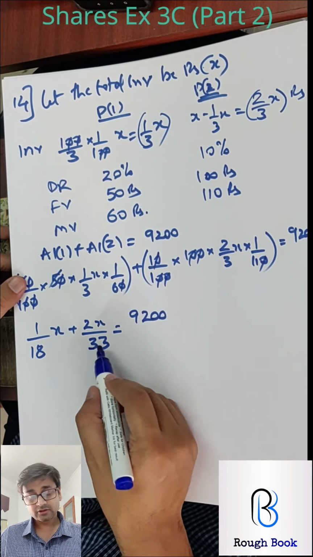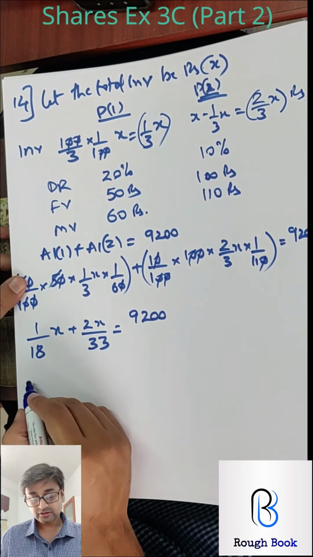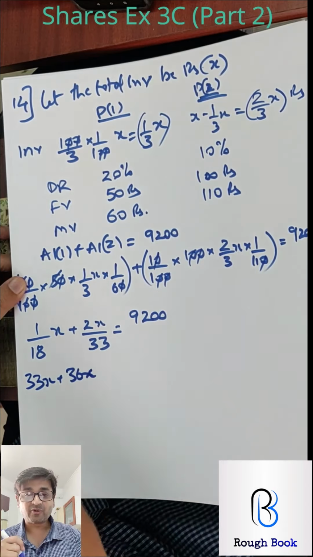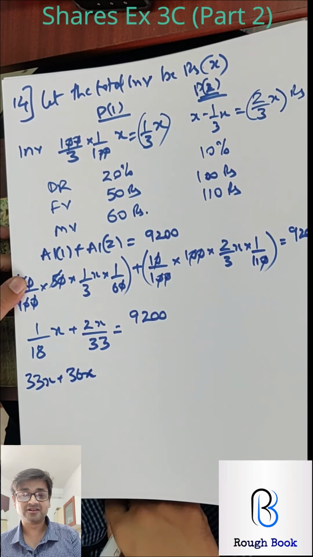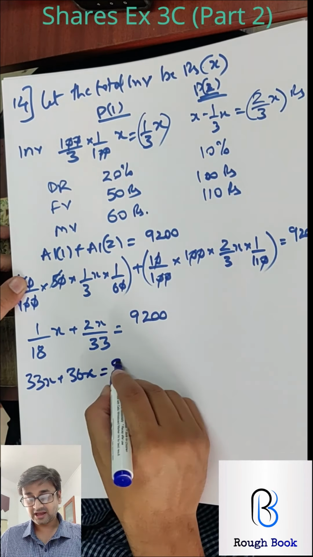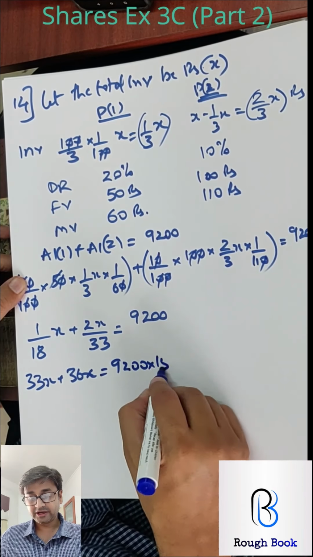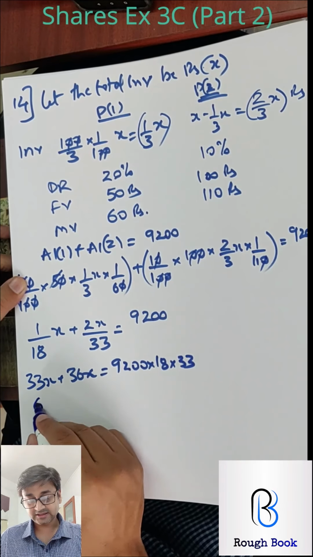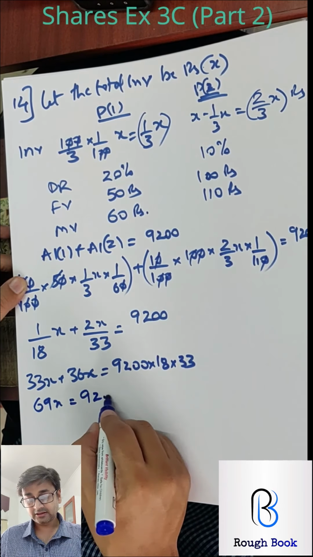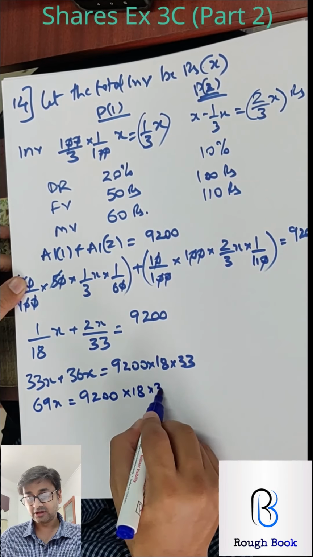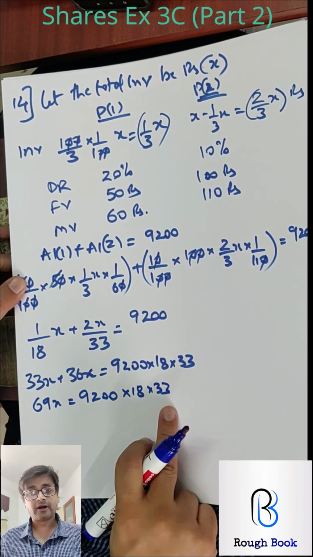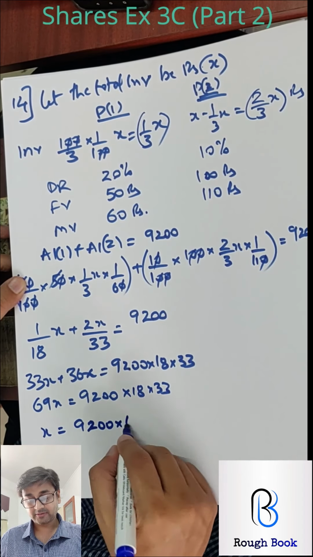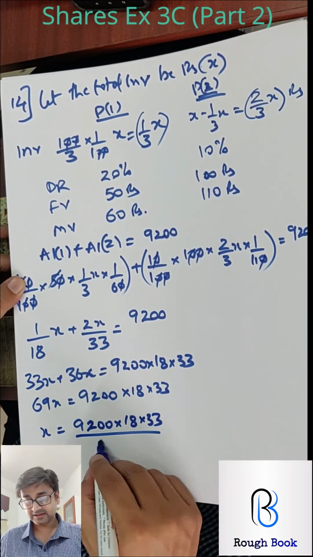So LCM, you'll have to cross multiply, no choice. So 33x plus 36x. How many of you have paused and come back to check this calculation over here? Cheaters. So 9200 into 18 into 33, because these two will come here. Add these two, so I'll get 69x. 9200, 18, 33. Don't waste your time multiplying this part, leave it. Now you can cancel it, and in the end we will multiply 18 into 33 by 69.